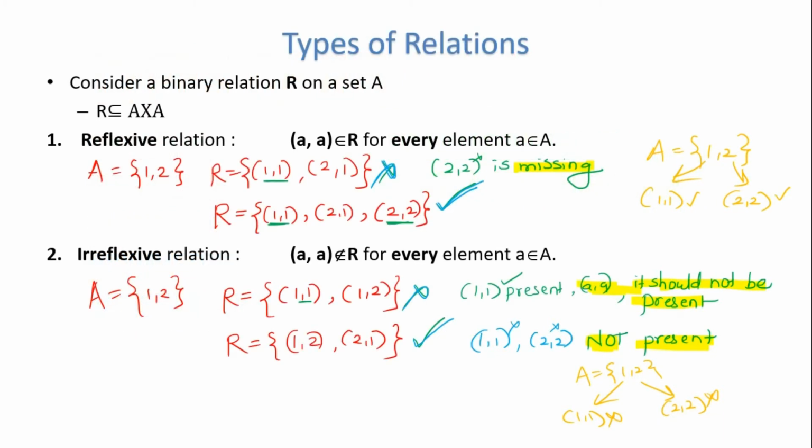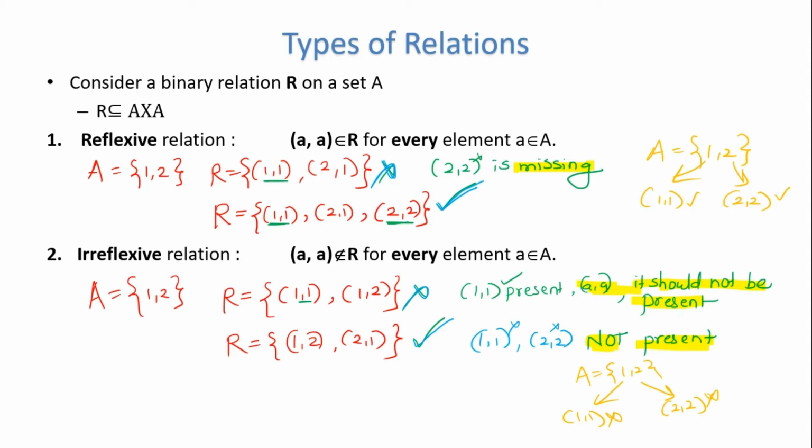Before beginning, let's consider a binary relation R on a set, which is a subset of the Cartesian product of that set. So my relation is a subset of the Cartesian product on the same set. For all of these types of relation, we are assuming the same consideration.